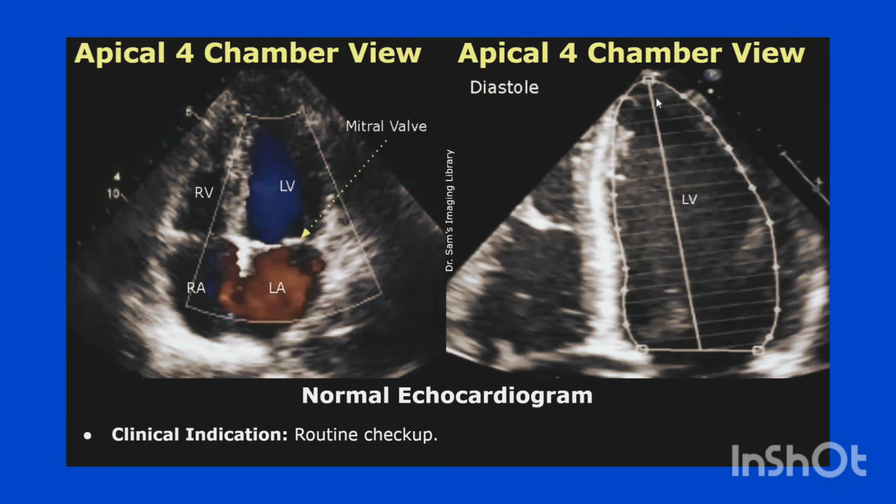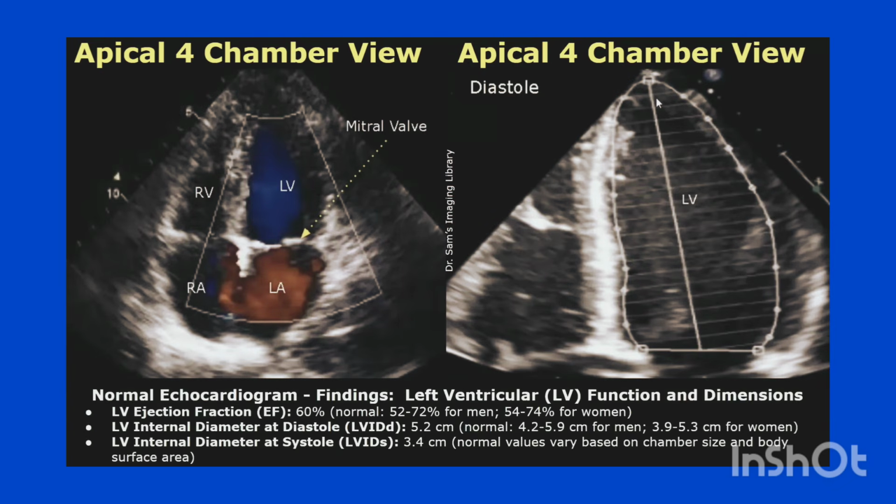We will start with a normal echocardiogram. The clinical indication is a routine checkup. These are the findings for this example. You can start writing with the left ventricular function and dimensions.